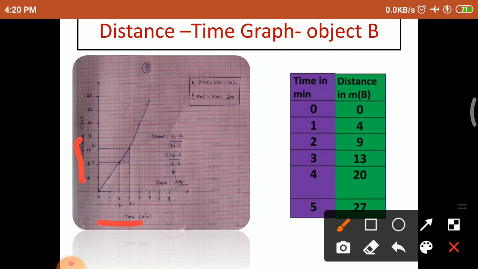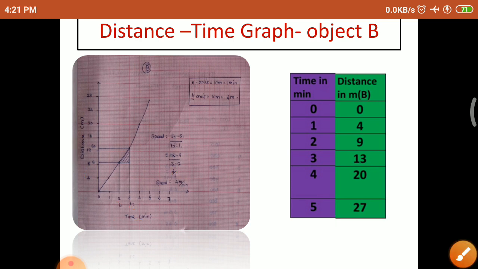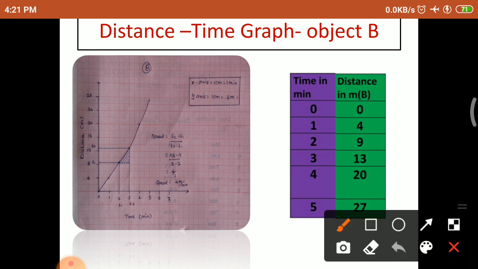The value of t2 is 3. The value of t1 is 2. So 3 minus 2. If you subtract 13 minus 9, I got 4. 3 minus 2 is 1. So 4 by 1. So we can write speed equal to 4 meter per minute. That means the object covers 4 meter in 1 minute. So this is the answer for object B.